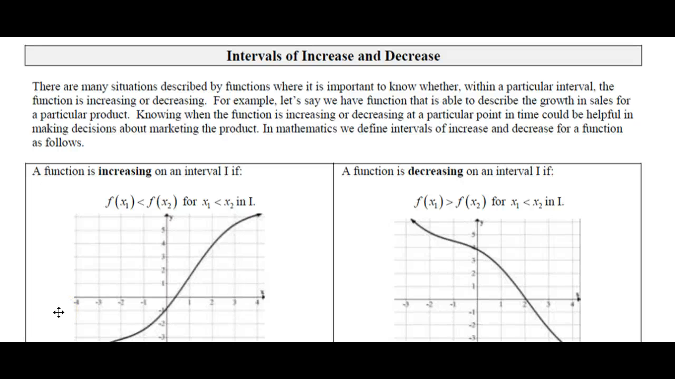There are many situations described by functions where it's important to know whether within a particular interval the function is increasing or decreasing. For example, let's say we have a function that's able to describe the growth in sales for a particular product. Knowing when it's increasing or decreasing at a particular point in time could be helpful in making decisions about marketing the product.